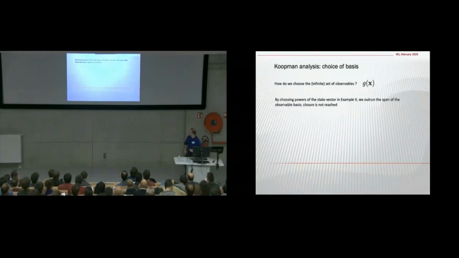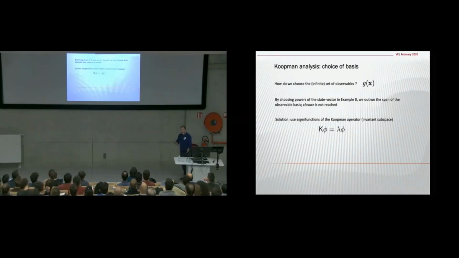Okay. So, choosing the powers of the state vector in example 2, what we do is we outrun the span of the observable basis, and closure is not reached. So we outrun the basis. That means if we have the linear and the quadratic basis, it needs the cubic basis. The cubic needs the quartic, the quartic needs the quintic, and so on. We just keep running away from our basis. So what do we do about that?